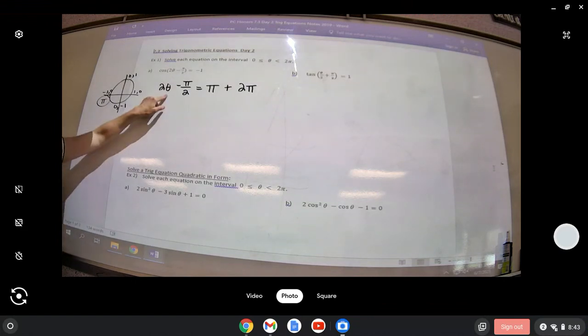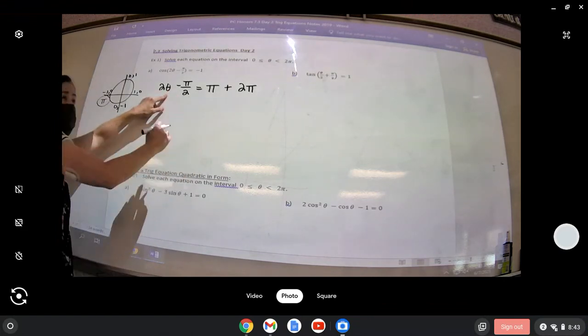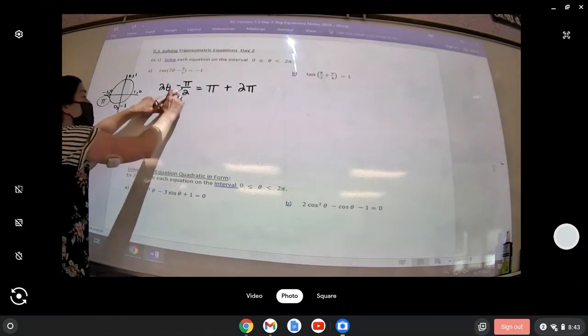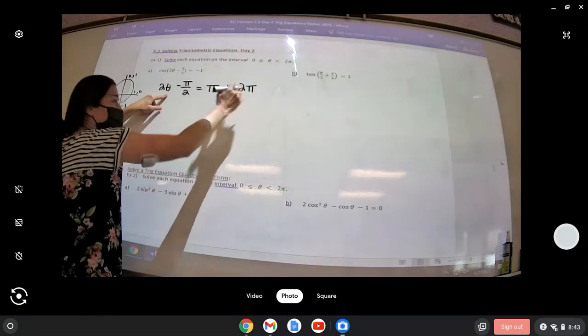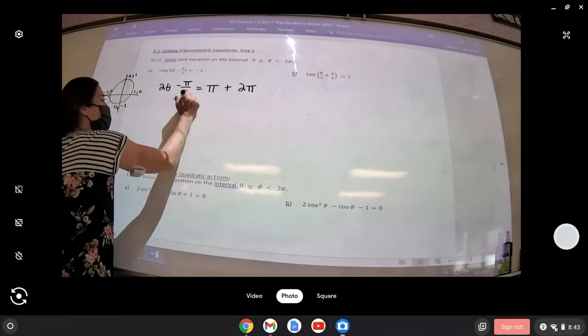All right, so guys, we've got to solve this for theta. So first we're going to add the pi over 2 away. This is an angle, a shift, right? So add it to the angle, not the period. So add pi over 2.